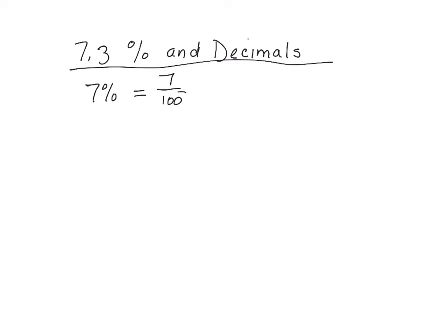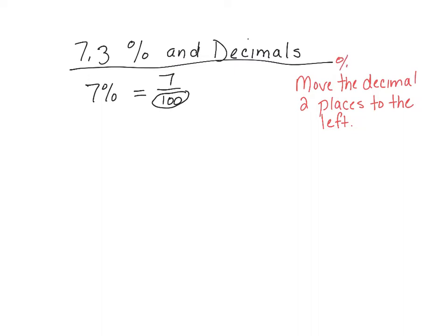Anytime you divide by 10, 100, 1,000, whatever, all you do is move the decimal two places to the left, if you're going from a percent to a decimal. There's the rule. Move it two places to the left.